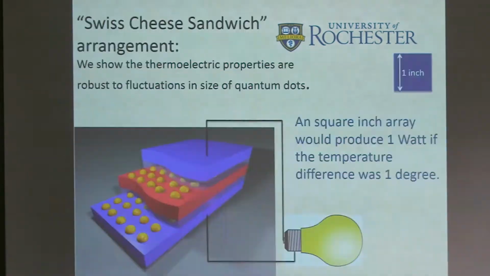Good. Yeah. So then, just as an order of magnitude estimate, if you use this kind of geometry and I hook it up to a light bulb, a square inch array of this kind of material would in principle produce about a watt of power with a 1 degree temperature difference. All right, so that motivates us to think about how you could make such a device and then be able to scale it up. So there are other ways we could do this.